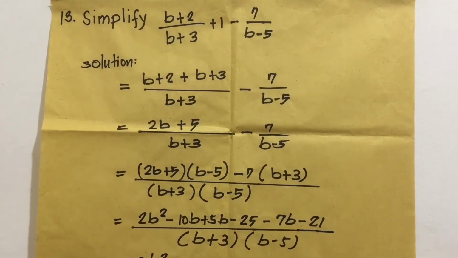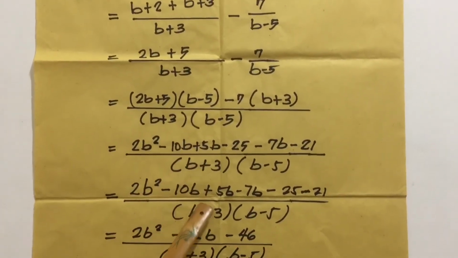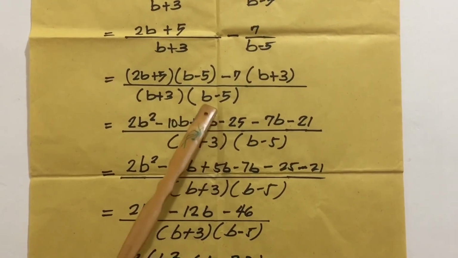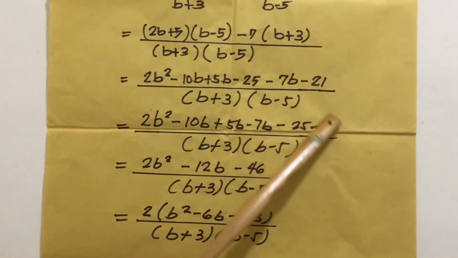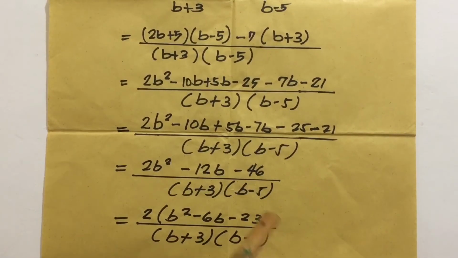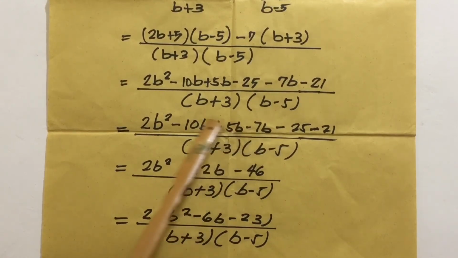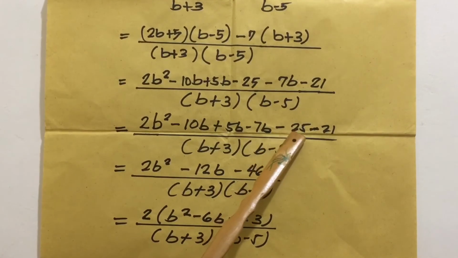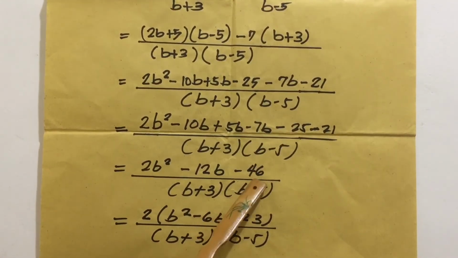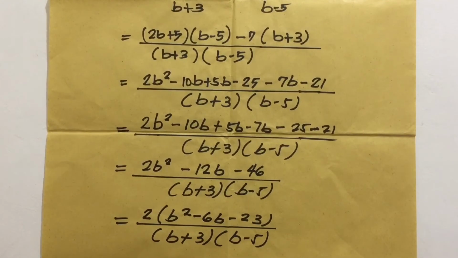Then combine like terms. So 2b squared. Then negative 10b. Then 5b. Then negative 7b. Negative 25. Then negative 21. After arranging, we're going to add 2b squared and combine negative 10b and negative 7b equals negative 17b, then plus 5b. So we have negative 12b, then negative 25 plus negative 21, we have negative 46. Then copy the denominator b plus 3 times b negative 5.